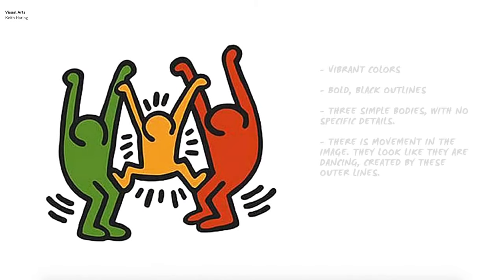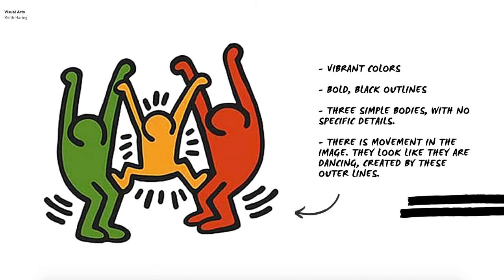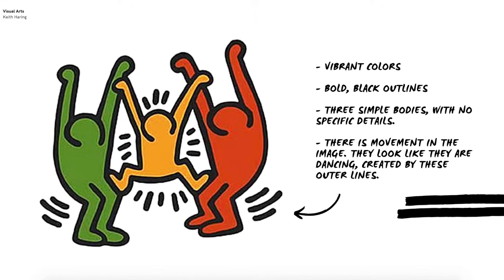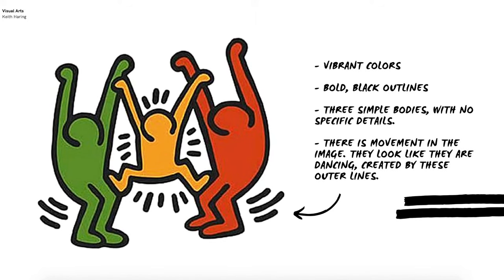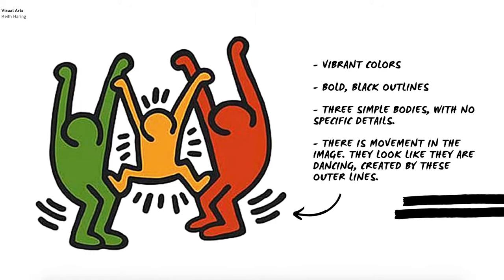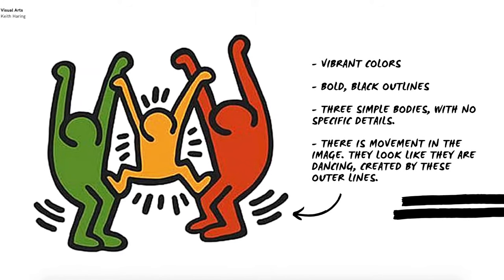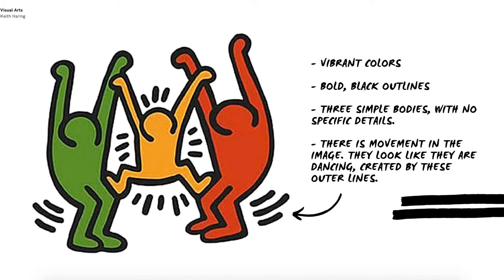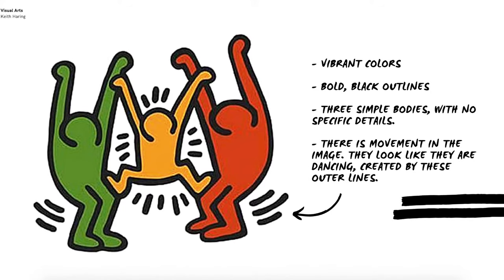Take a look at this painting. How can we tell that this art piece was made by Keith Haring and not by any other artist? Well, first of all, we can see that the three figures are in very vibrant colors, okay? Then we can check that they are outlined with a very black and bold line. The bodies have no significant details.